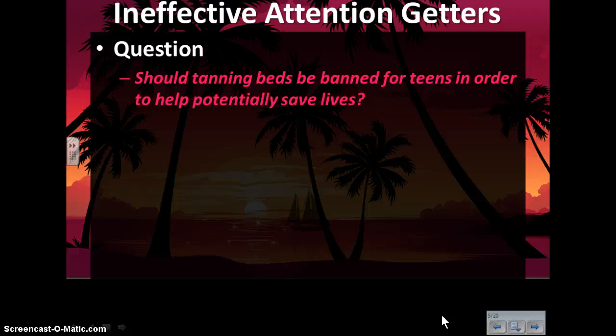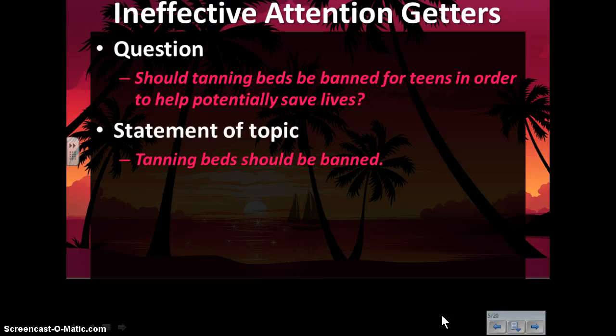So we want to think in formal writing rather than asking questions, we want to make statements. The second type of ineffective attention getter is just a statement of the topic. So, for example, tanning beds should be banned. That's almost something that you're going to want to say later in your thesis statement. That's your main opinion. So you don't ever want to start out the essay with just a general statement. You need to interest the reader first.